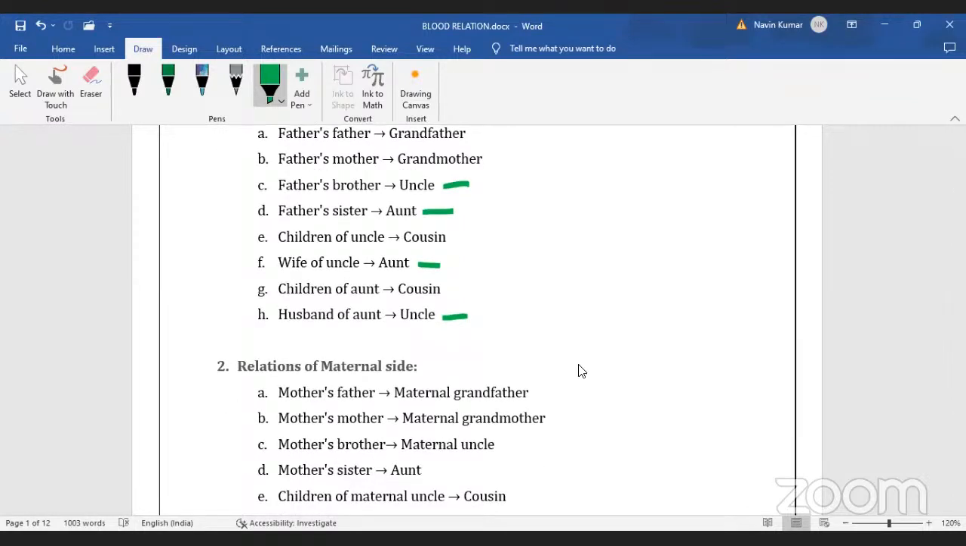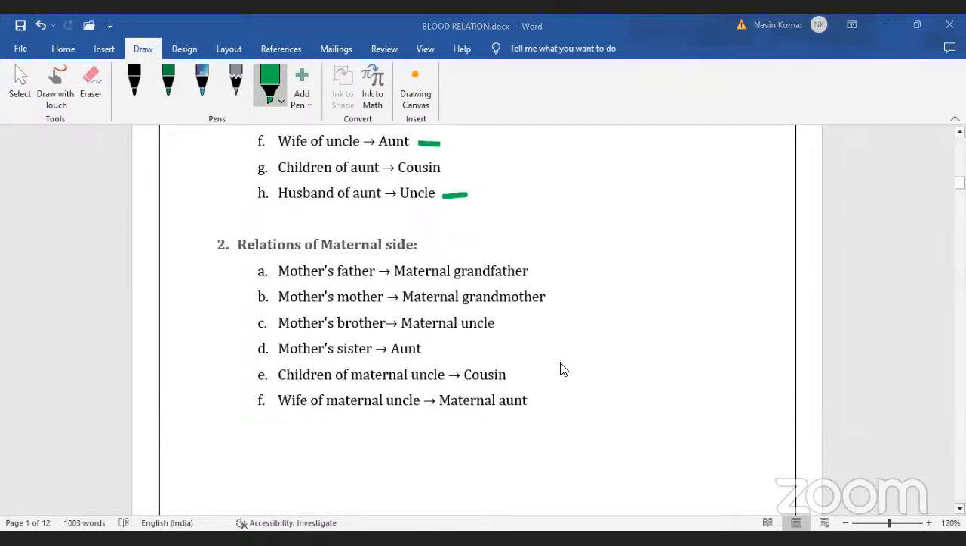Now there will be some relations from mother's side. Maternal side. Mother's father is maternal grandfather. Mother's mother is maternal grandmother. What do we say in Hindi? Nana and nani. And maternal uncle, mama. Mother's sister is aunt, and wife of maternal uncle is maternal aunt. Okay. Children of maternal uncle or maternal aunt will be cousin. If you have any doubt up to here, tell me. Anything, anywhere. If you are not able to understand, let me know.